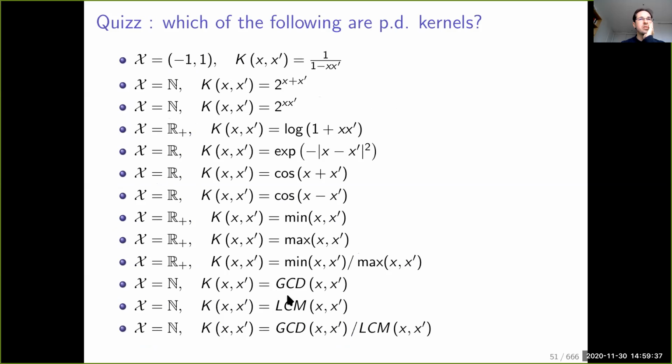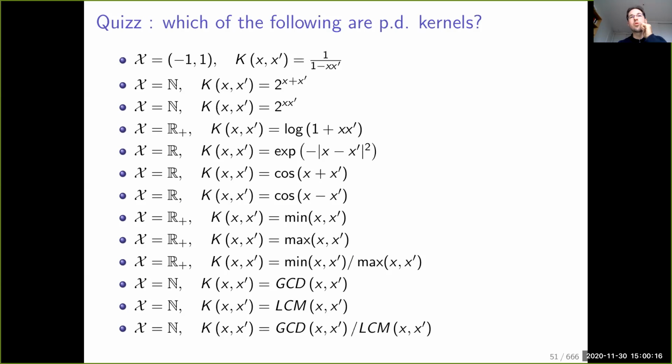Some of them are positive definite, some of them are not. So what is the GCD? It's the greatest common divisor between two numbers. This is the least common multiple. So it looks very different from everything we have seen so far, but these are just interesting examples that show that, in theory, we should be able to do machine learning on the set of natural integers by using these things. But I must say that I have never seen that used in any practical applications. It's just a quite interesting case of positive definite kernel.